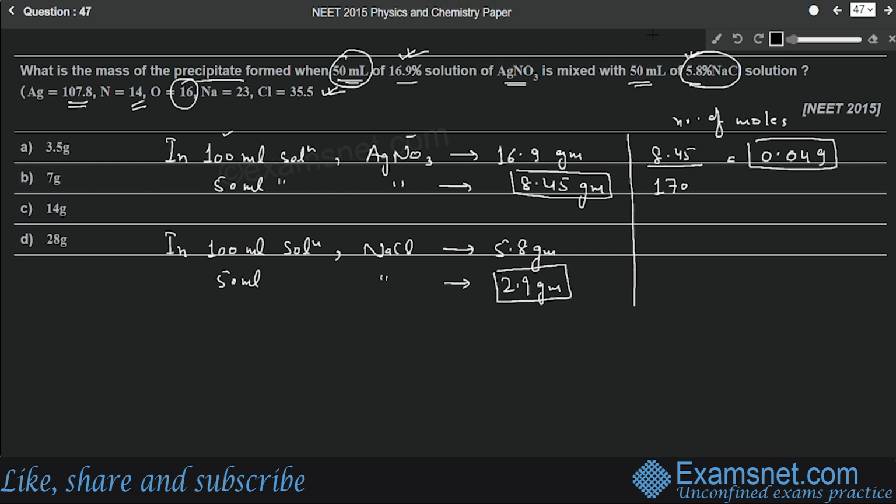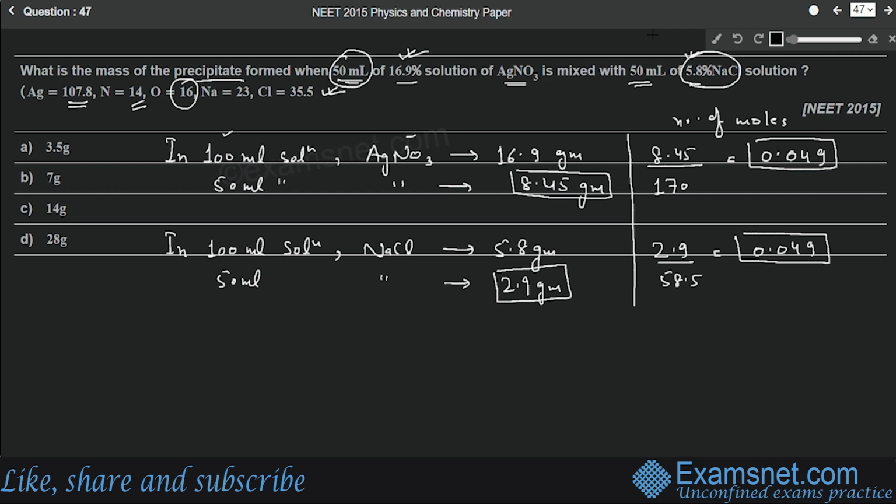Now what will be the number of moles of NaCl? Given mass by molar mass. So given mass for this is 2.9 grams, and the molar mass of NaCl will be 58.5, sodium 23 and chlorine 35.5. On dividing it you will get again 0.049. So these are the number of moles of silver nitrate and NaCl used in the reaction.